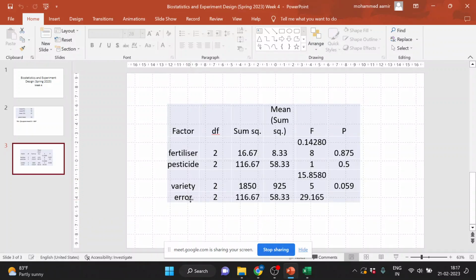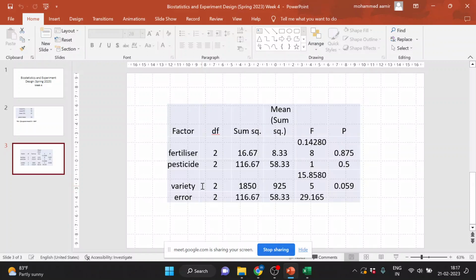And for error, what is your total degrees of freedom? You have 9 data points, so your total degrees of freedom is 8. 8 minus the sum of fertilizer plus pesticide plus variety gives you the degrees of freedom of error, which is 2.